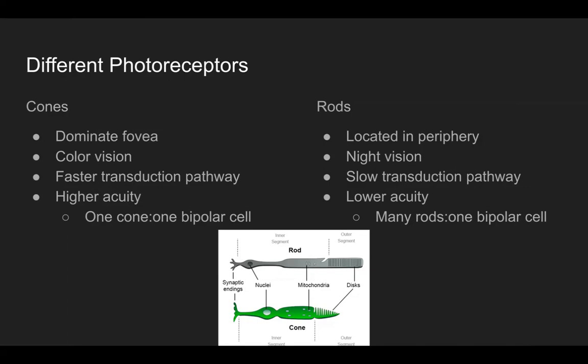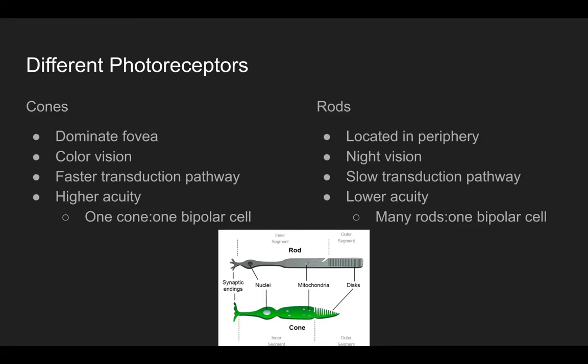And the higher acuity in the cone comes from the fact that there's one cone for every one bipolar cell, whereas in rods, there's lower acuity because there are hundreds of rods to one bipolar cell. So the information that goes onto these bipolar cells is different, and is slower in one and faster in the other.